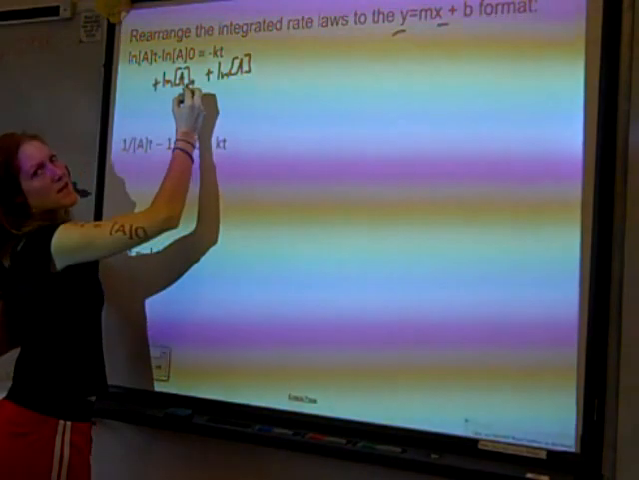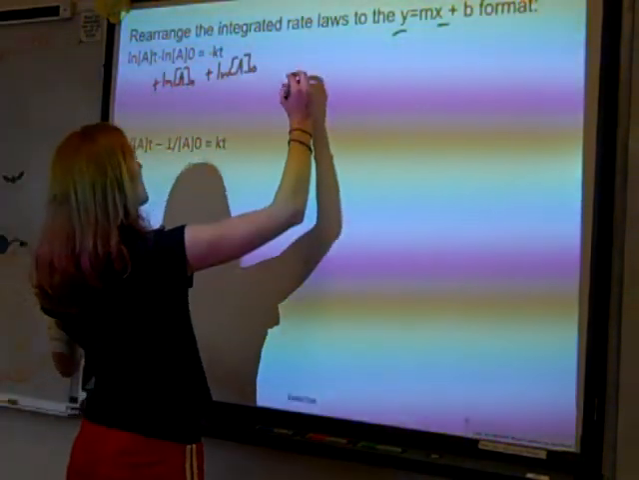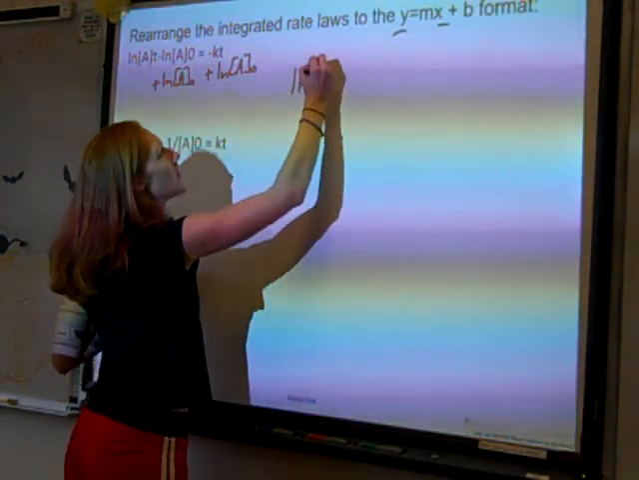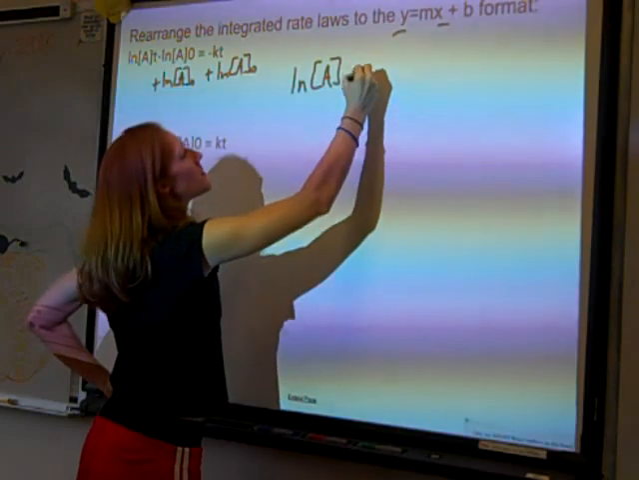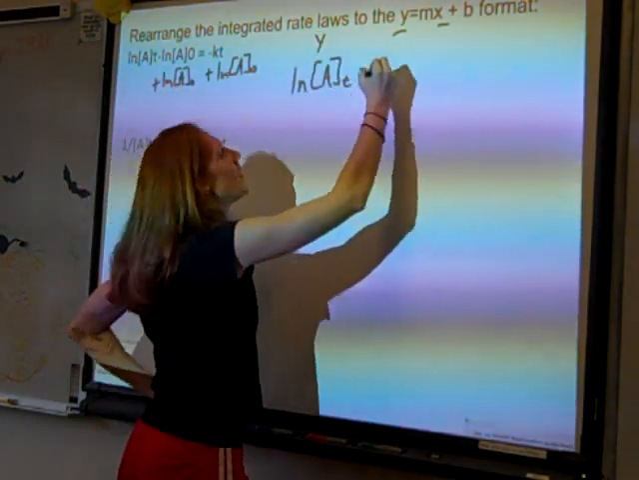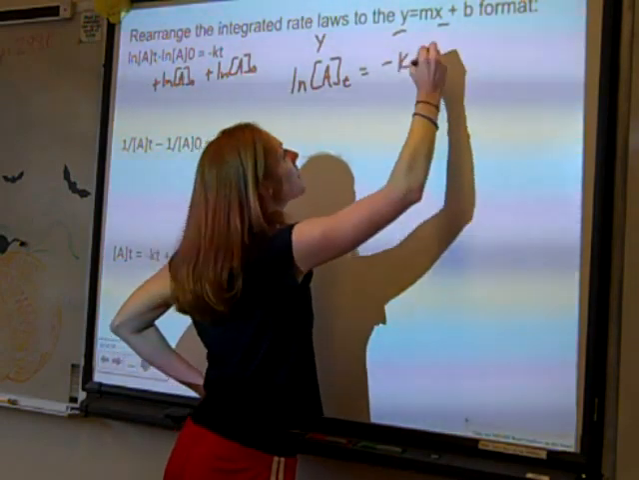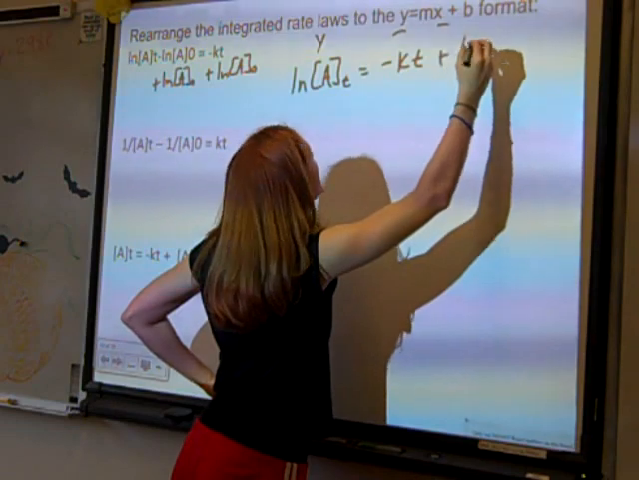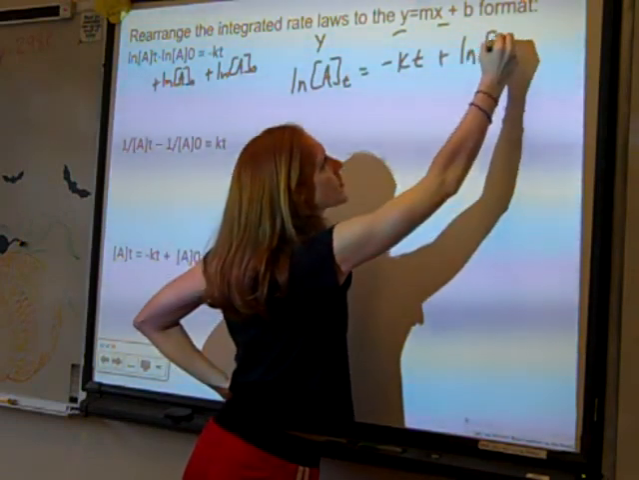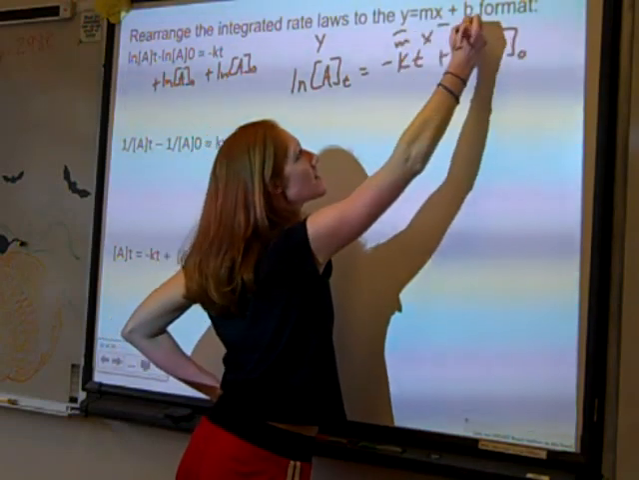By the way, this 0 means time 0. That's why I keep saying initial. So my y equals mx plus b format is the natural log of the concentration at some time t is equal to, so this is y, is equal to negative kt plus natural log of my initial concentration at time 0. So this is my m, this is my x, and this is my b.